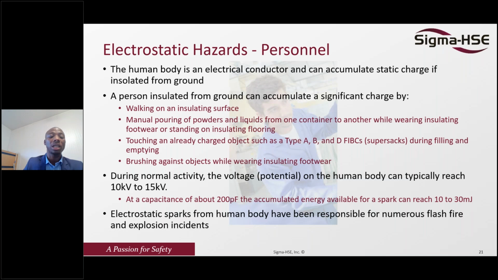And sometimes brushing against an object, as I said, in case you have a balloon, you brush it, you can see that it will automatically charge. Or maybe in case you have a plastic container, you brush it, you can see that this material will automatically charge. During normal activity, the voltage on the human body can typically go up to 10 to 15 kilovolts, and with as little as a 200 picofarad capacitance, the energy can reach maybe 10 to 30 millijoules, which can actually ignite dust, gas, and solvent. And this has actually caused several fire and explosion incidents in the industry.